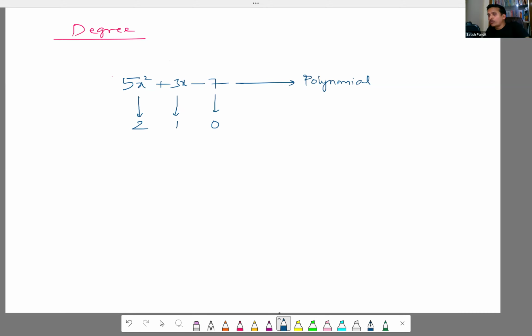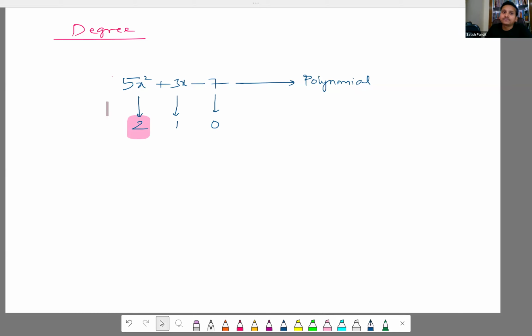Now, in this polynomial, what is the highest power of the variable? Powers of the variable are 2, 1, and 0. The highest power of the variable is 2. The highest power of the variable in the polynomial is referred to as its degree.